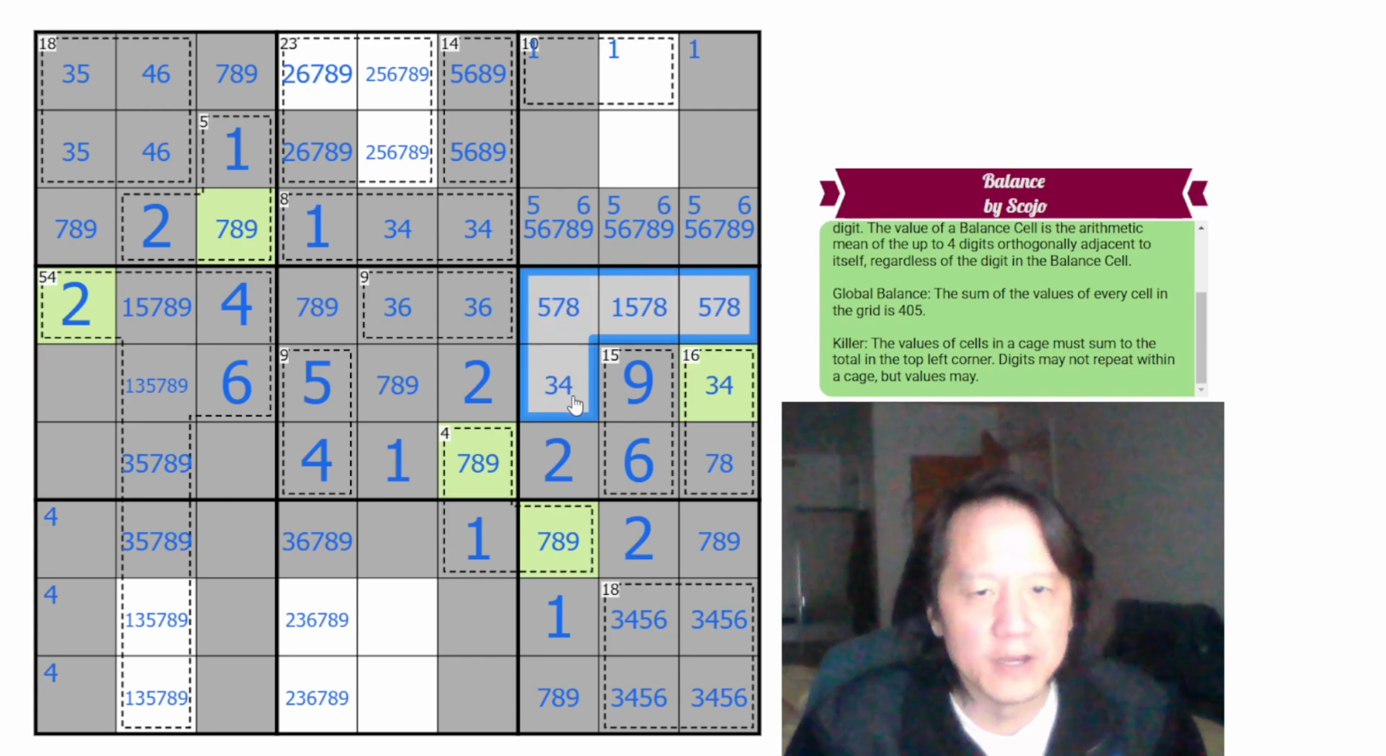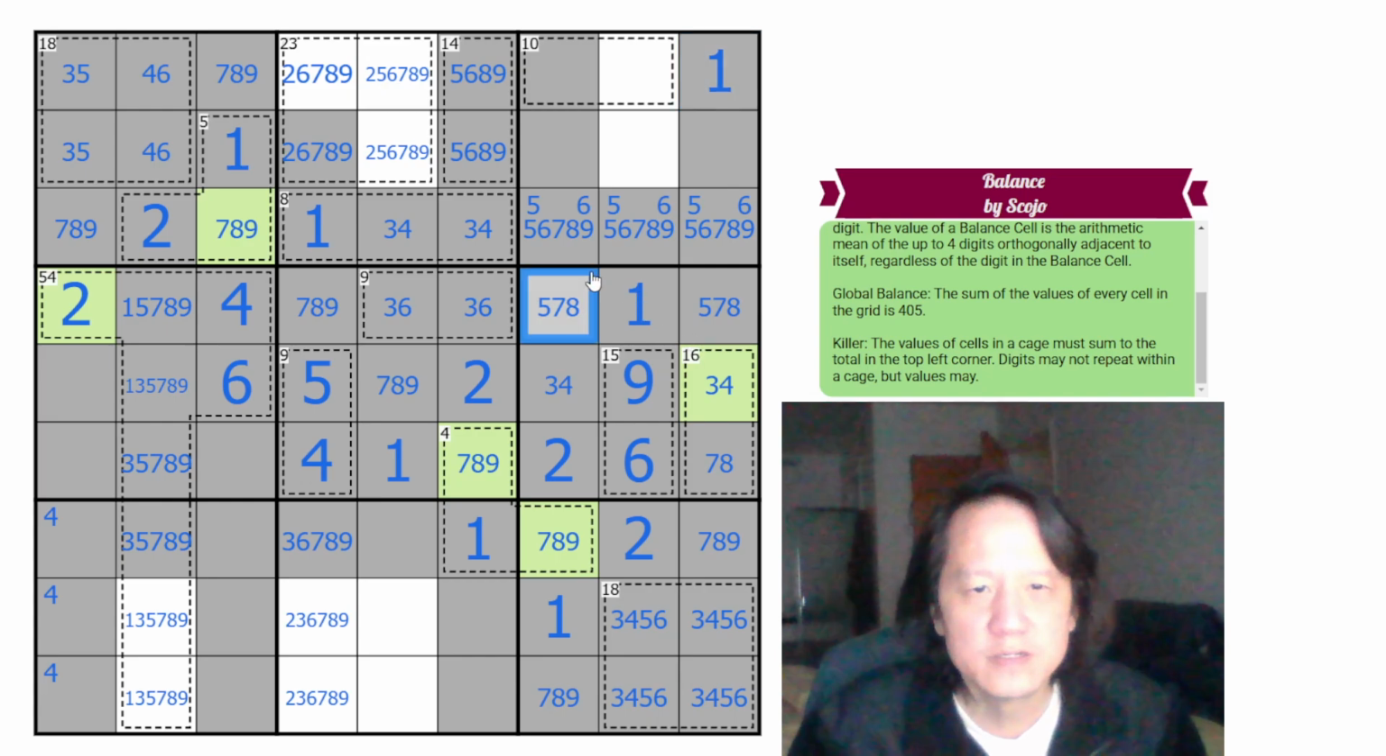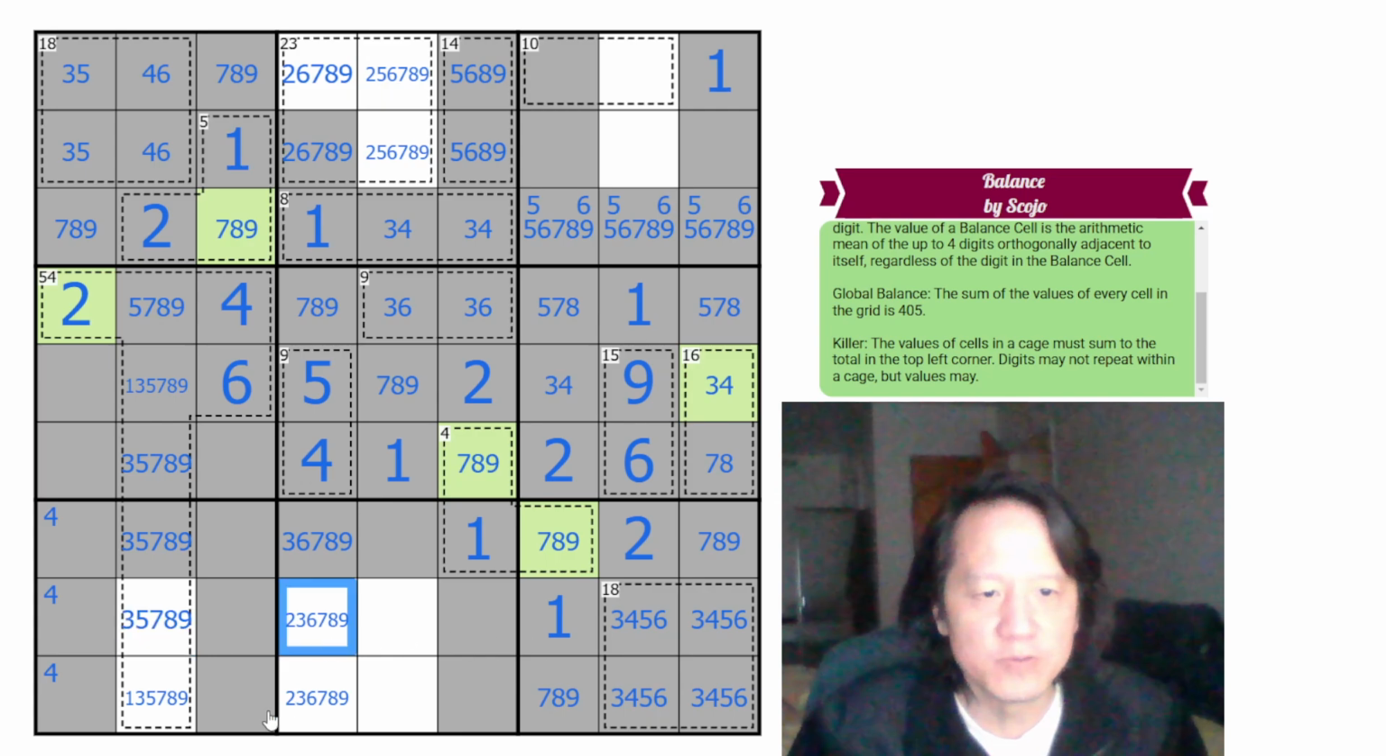Where's the 1 in box 6? It has to be here. So this is a 1, which means neither of these could be 1. So therefore, this is a 1. This can no longer be a 1. This can no longer be a 1.